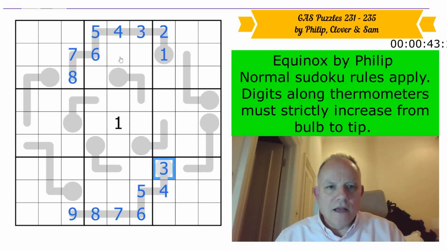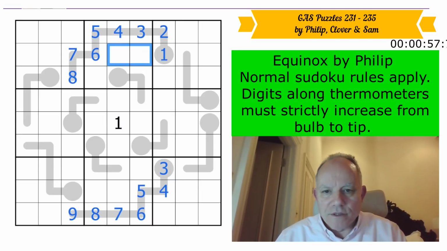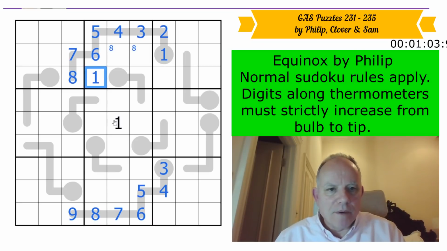Now, 5, 4, 3, 6. I'm still in thinking about non-consecutive mode. That's not helpful. Where do we go next? It must be this box. 8's in one of those. 1 has to be here because it can't be on a non-bulb. 5, 6, 1, 8. So that's a 1 as well.